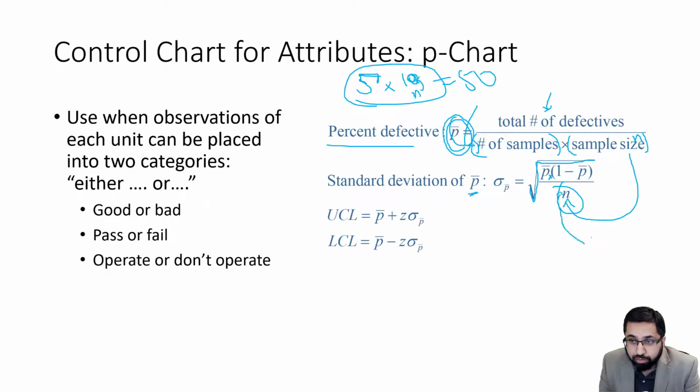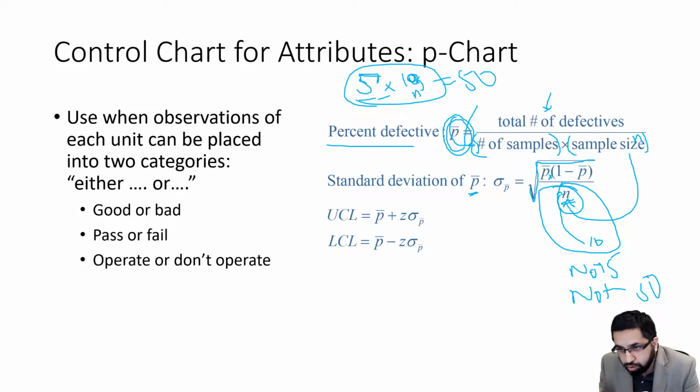So here you'll plug in 10, not 5, and not 50. This is a common area of mistake for students. They plug in some number for n, whatever number they think is n. You have to ask yourself how many units there are in one sample, not the number of samples, not the total number of units you examined, but in one sample. And then you take a square root.